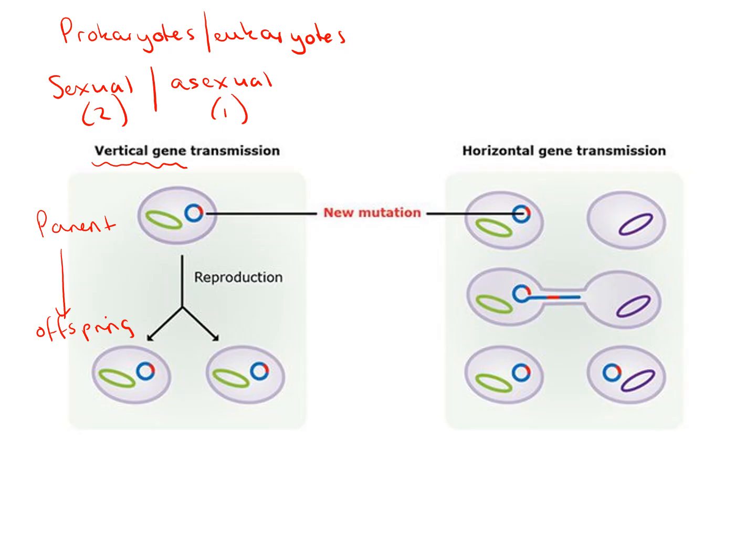And vertical gene transfer makes the selection process longer, as these mutations that occur need to be advantageous so that that individual can survive to reproductive age and then pass on those favourable characteristics to their offspring.